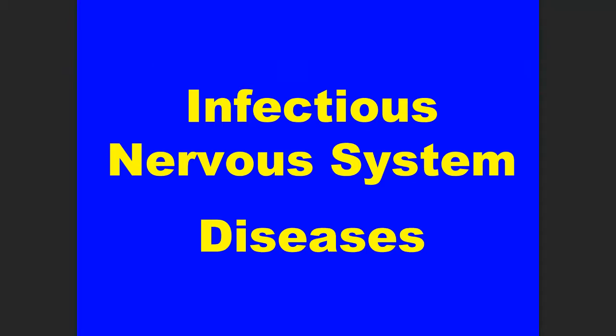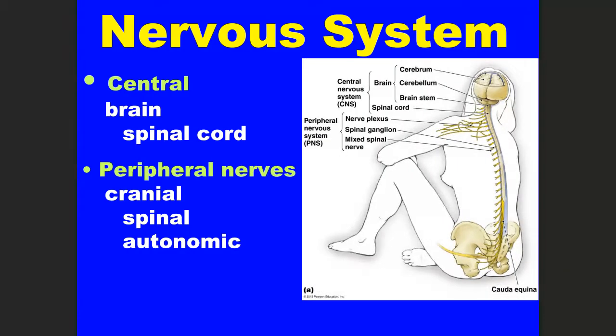Okay, so we're going to jump right in and start talking about our next major body system set of diseases. Today we're going to focus on nervous system diseases. The first thing I'll do, very briefly, is to quickly go over the parts of the nervous system.